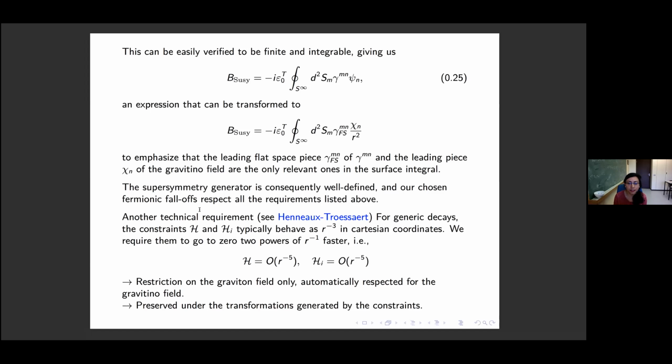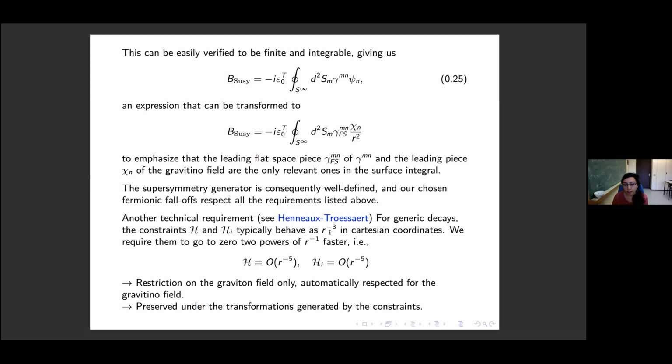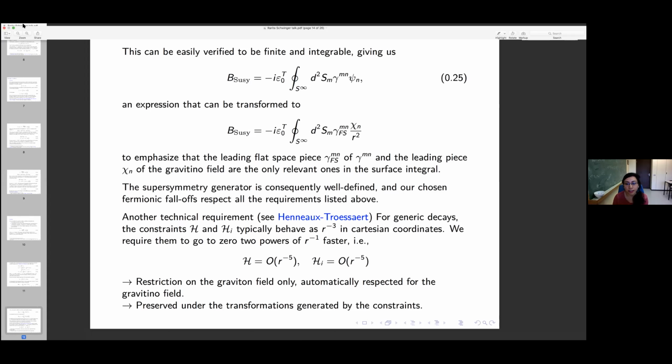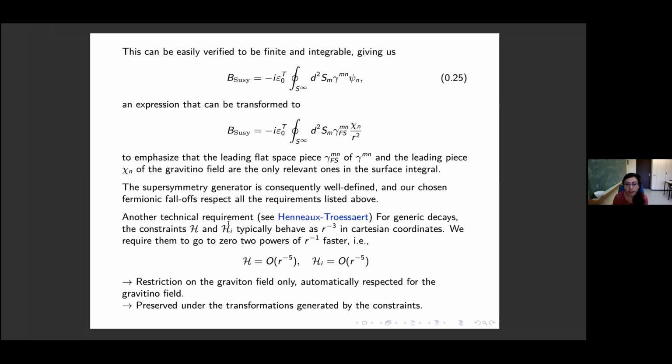There was another technical requirement that was shown by Marc and Cédric. Again, for generic decays, if you naively impose the fall-off on the graviton, then the Hamiltonian and momentum constraints behave as 1 by r cubed in Cartesian coordinates. But again, due to some conditions on finiteness and integrability, we need to impose that they fall off as 1 by r to the power 5, that is 2 orders higher.